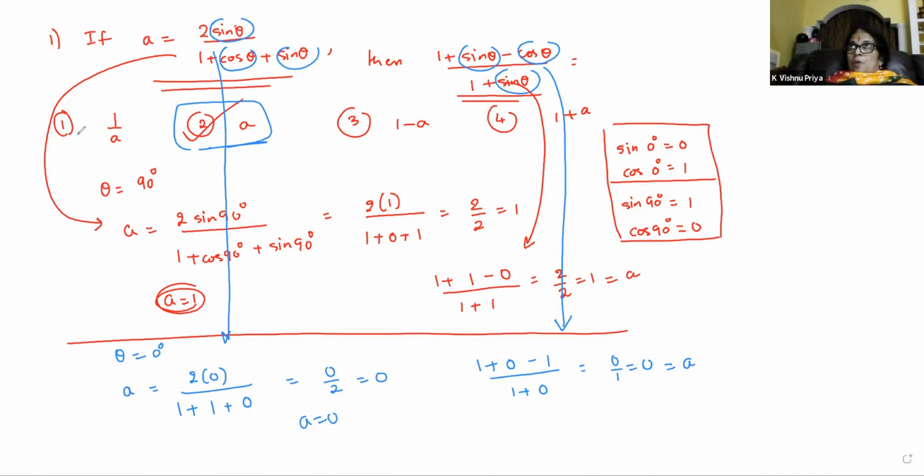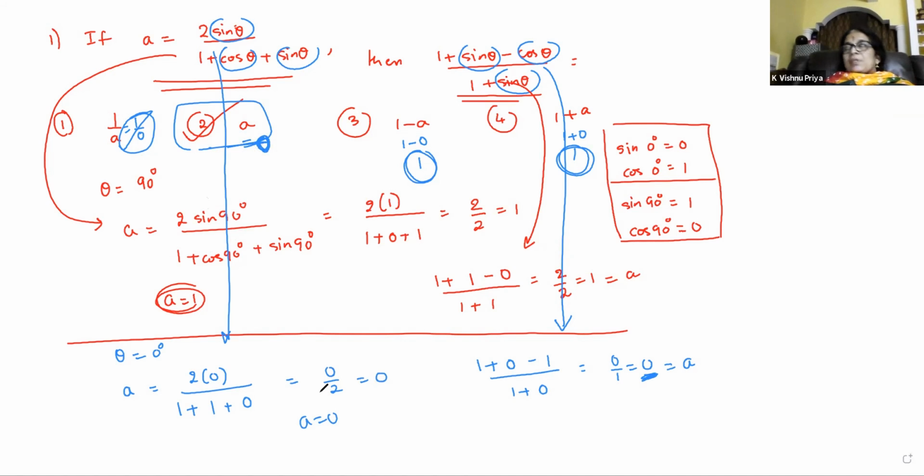I won't take the first option because if I put A as 0, the first option is 1 by 0, undefined. The third option is 1 minus 0, 1. The fourth option is 1 plus 0, that is 1. But my answer should be 0, and that I am getting only in the second option because A is 0. That's why I can take the second option.